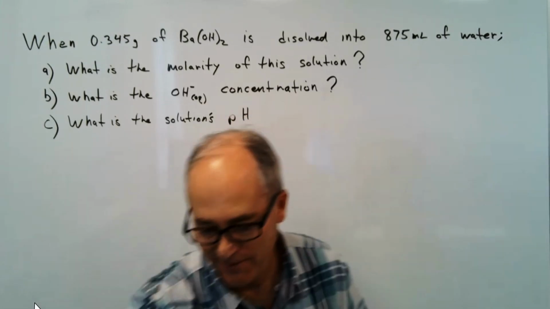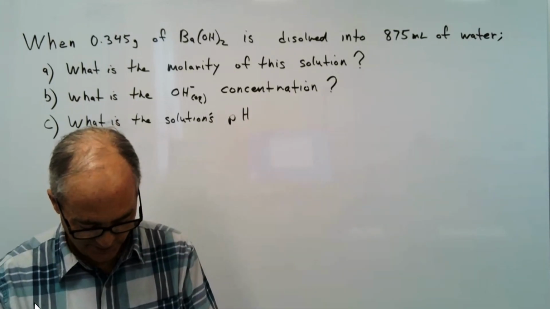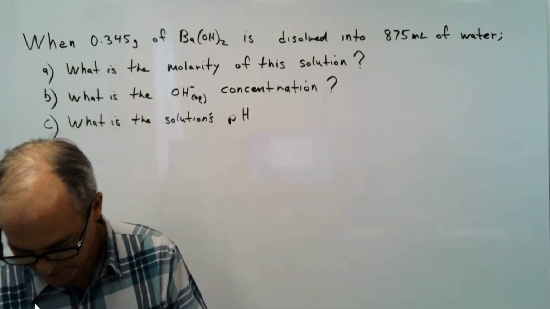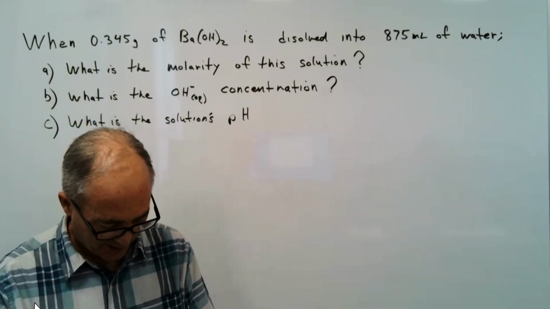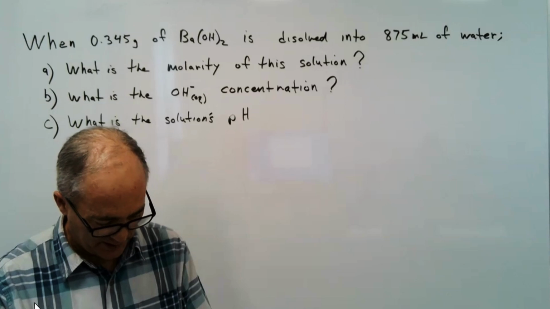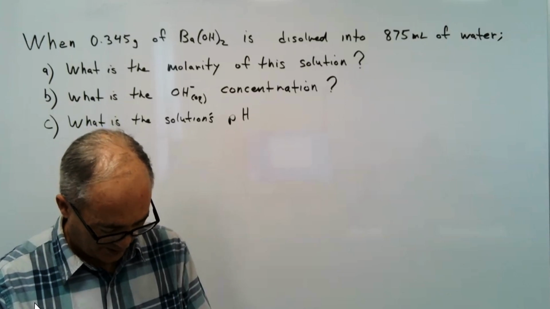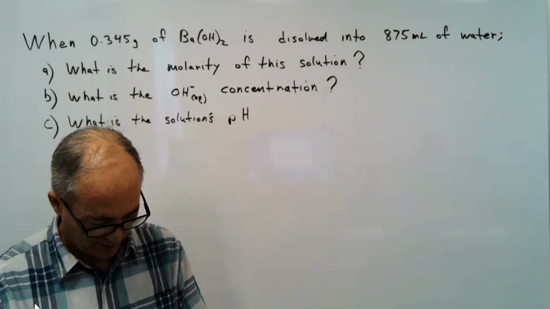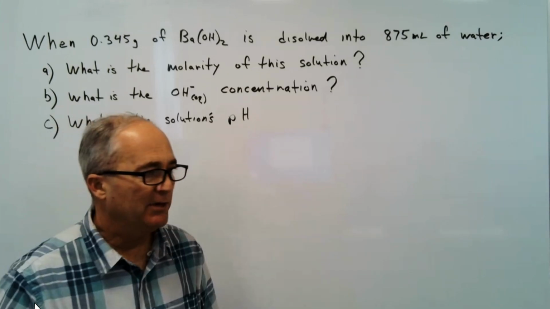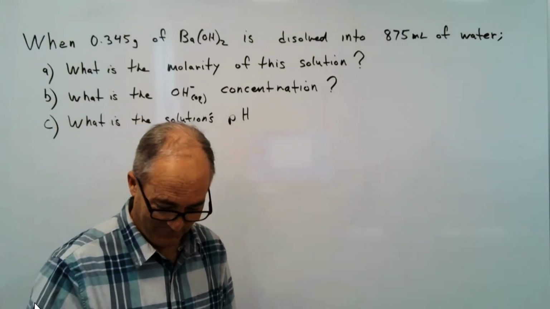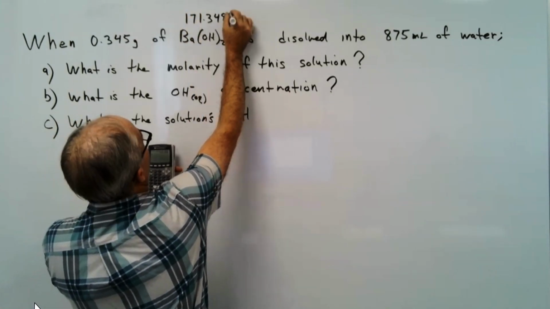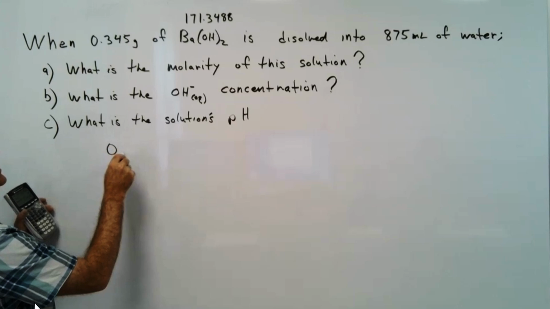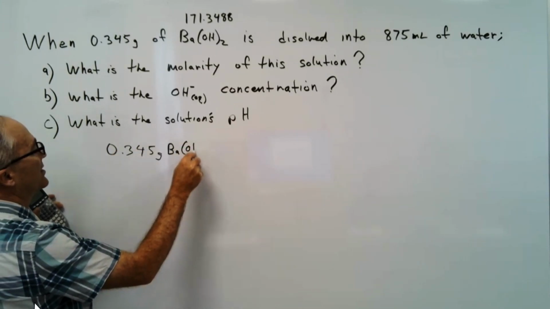Got it here. Barium, 137.33 summed with 2 oxygens at 15.9994 plus a hydrogen 0.101. Anybody beat me to the punch? 170. No, I get 171.8. I'm going to start out with the mass of barium hydroxide.